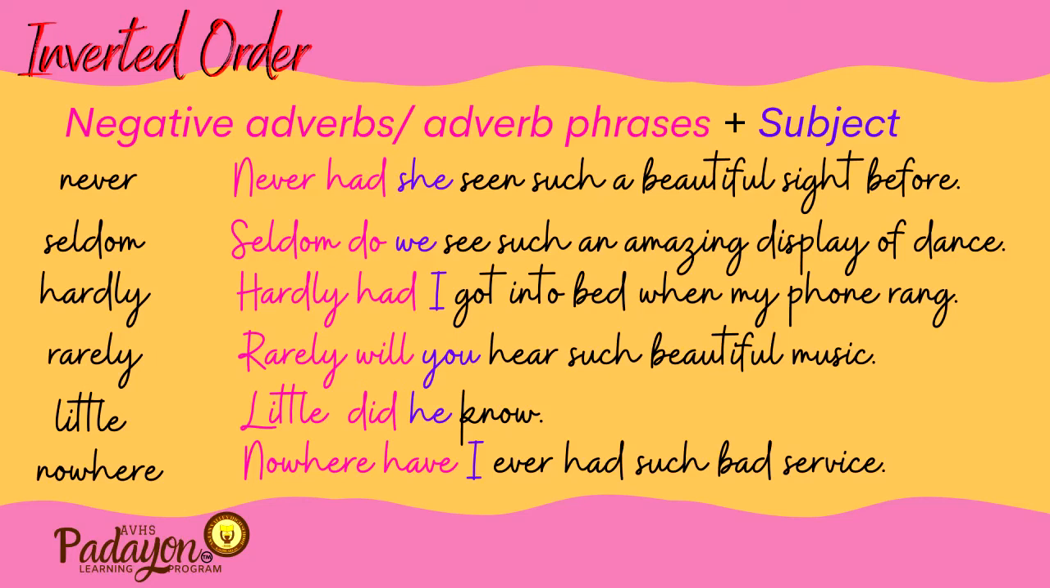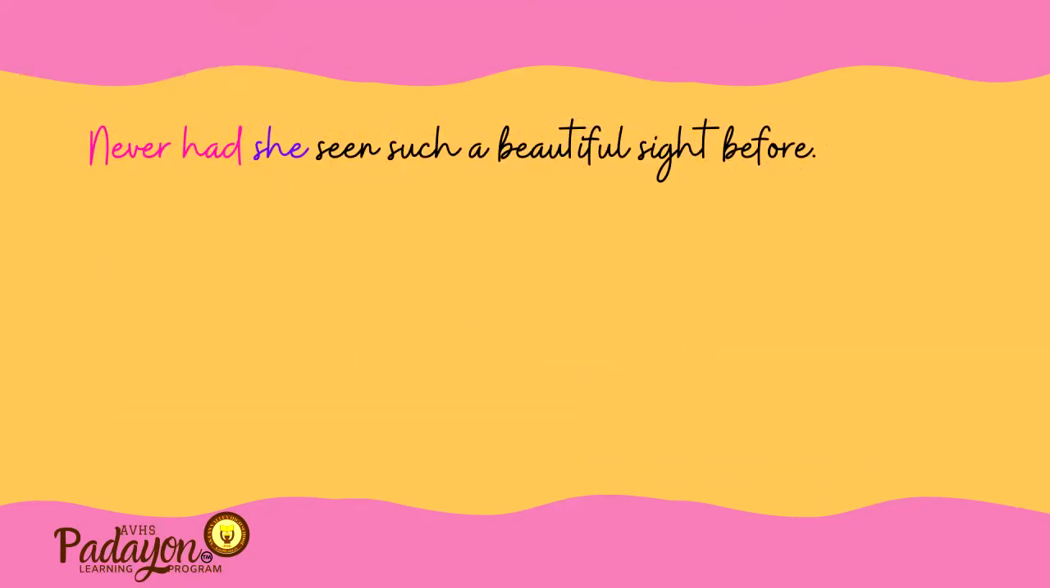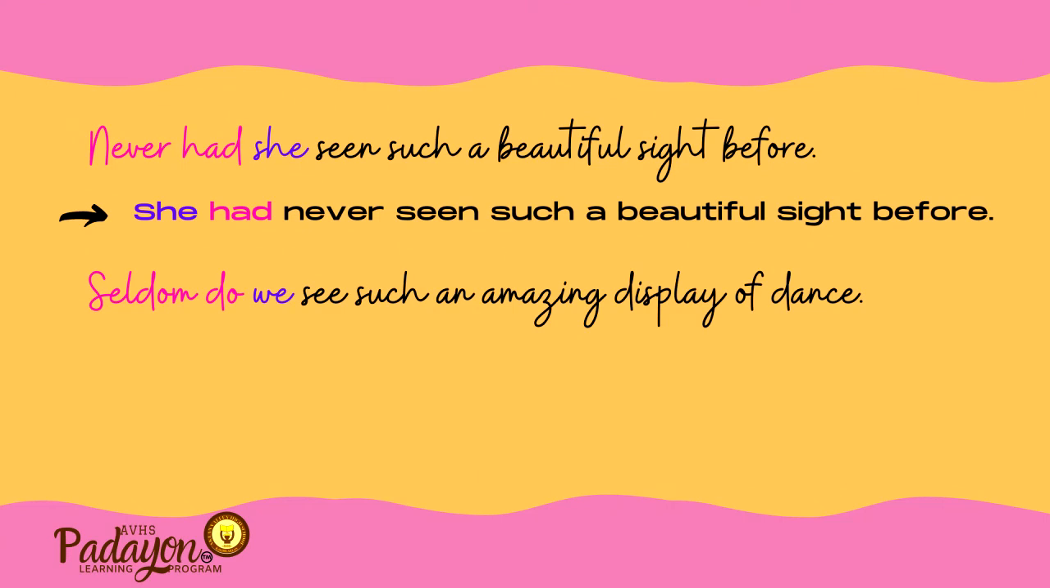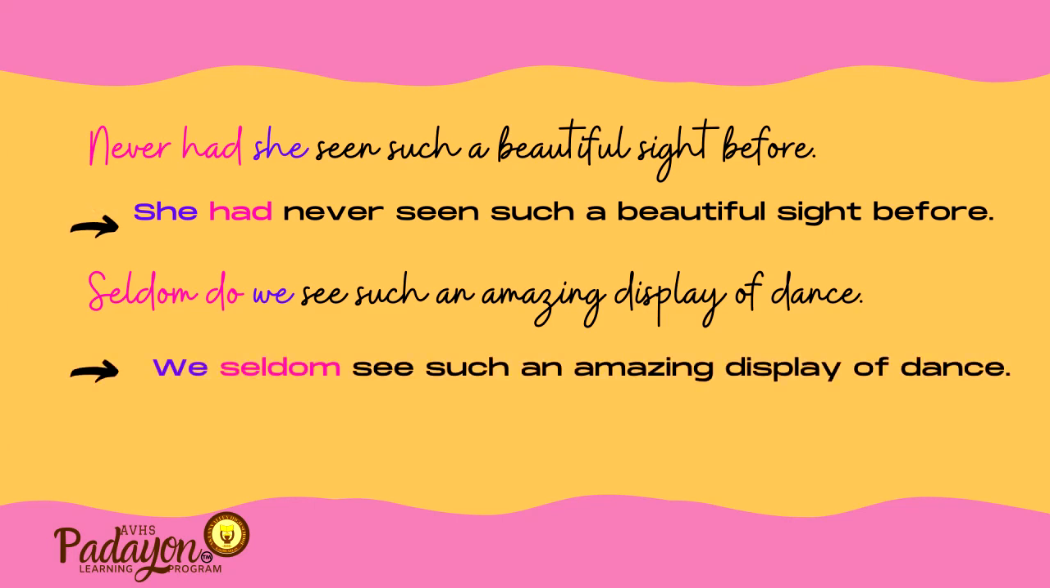These sentences can then be converted into their natural order. Let's take a look at this one. Never had she seen such a beautiful sight before. Now, it's going to be, she had never seen such a beautiful sight before. Now, our subject is before our verb had. Next one. Seldom do we see such an amazing display of dance. Now we convert it into its natural order. We seldom see such an amazing display of dance.